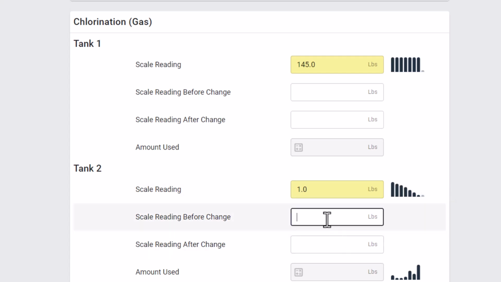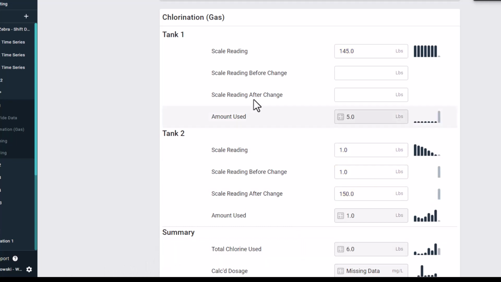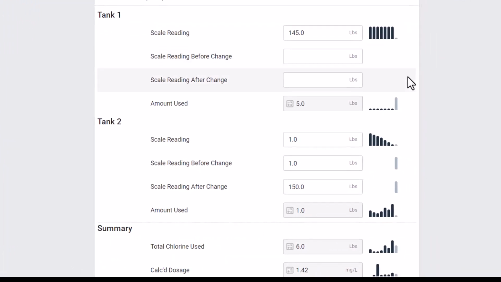Now let's say I am changing the chlorine cylinder out at the same time I'm doing my rounds. In this case, the scale reading before the change is also 1 pound. I'm going to put a new chlorine tank on here, and I'm going to tare it, so it's going to say 150 pounds on it. So I'm going to save that, and you can see what happened here is it still did record a pound of usage because tank 2 used a pound of chlorine before the end of the day.